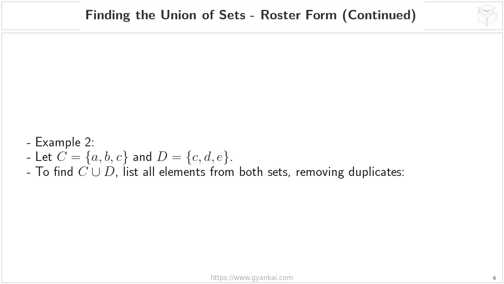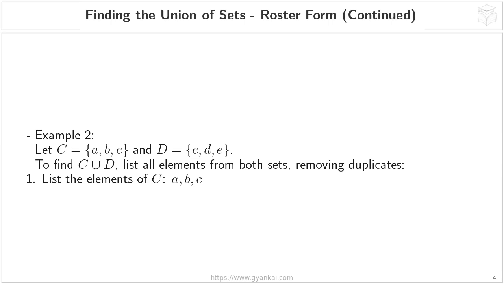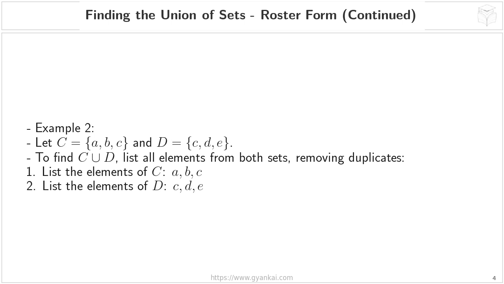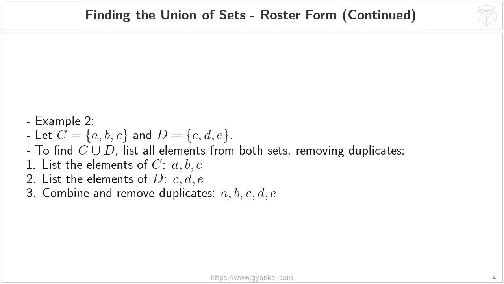To find the union of C and D, which we write as C union D, we follow the same steps as before. Remember, the union combines everything from both sets, but we only include each unique element once. First, we list out all the elements of set C, that's B and C. Next, we list out all the elements of set D, that's C and E. Now, this is the crucial part. We combine these lists and remove any duplicates. So, we have B, C, and E. Notice that C appeared in both original lists, but we only write it once in the combined list.